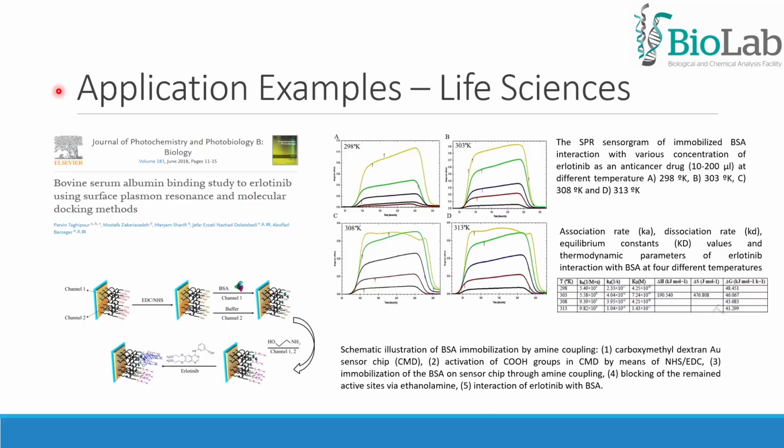Now I'll show some application examples in life sciences. In this first example, MP-SPR was used to study the interaction between bovine serum albumin, which is commonly used for drug delivery in blood, and an anti-cancer drug, erlotinib. In this study, BSA was immobilized by amine coupling in a carboxymethyldextran hydrogel gold chip, and then the erlotinib binding to BSA at different temperatures was evaluated by SPR.